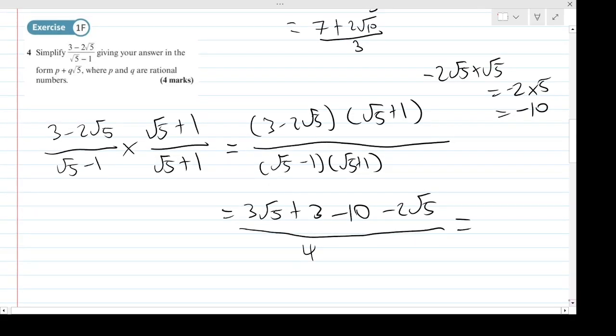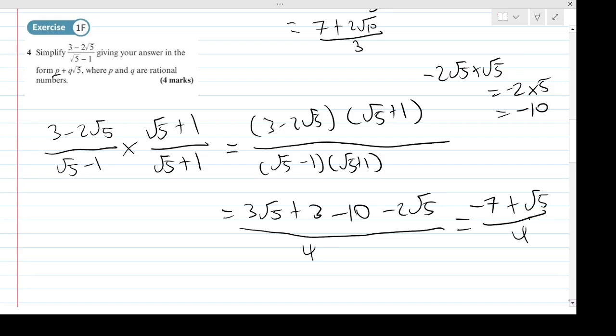So if I do it here, well, firstly, let's deal with the numbers, right? I have 3 minus 10, which is going to be minus 7. Then I have 3 root 5, take away 2 root 5. Well, that's just going to be 1 root 5, or root 5. And that's all over 4. Okay, so that's rationalised. We can't do anything more with that.